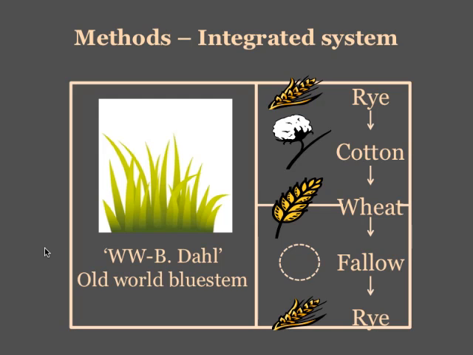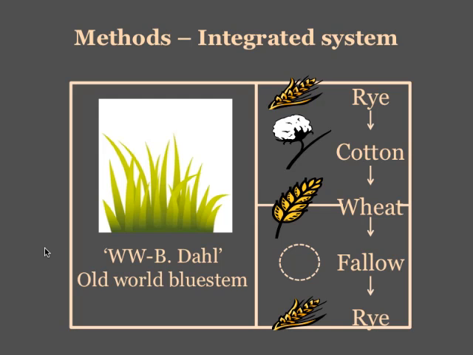A little over half of that system was planted to WW-B.Dahl Old World bluestem. This is a warm season perennial bunch grass. The rest of the system is divided amongst 2 fields, and these 2 fields were in rotation. The crops in the rotation are listed there. We have rye, followed by wheat.